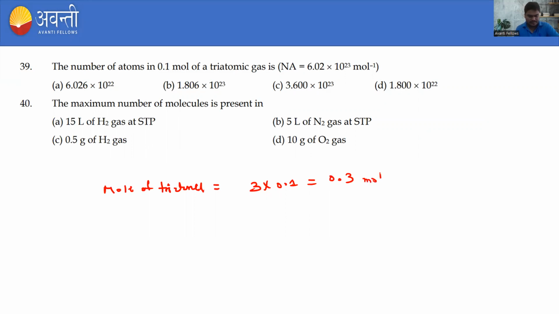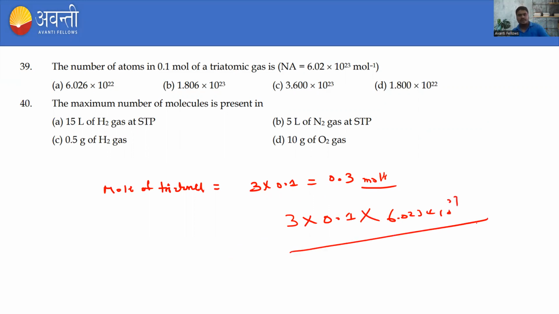0.3 mole. Right? So we know that 1 mole contains 6.023 × 10^23, so what does 0.3 mole contain? It is 3 × 0.1 × 6.023 × 10^23, which comes to approximately 1.86 × 10^23. So this is how you calculate this. Okay, did everyone understand? Yes, so B is the correct option.